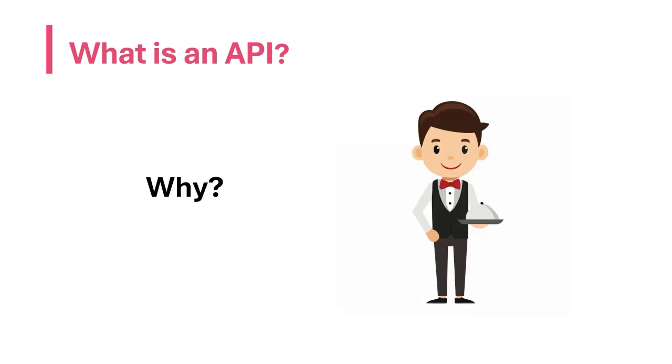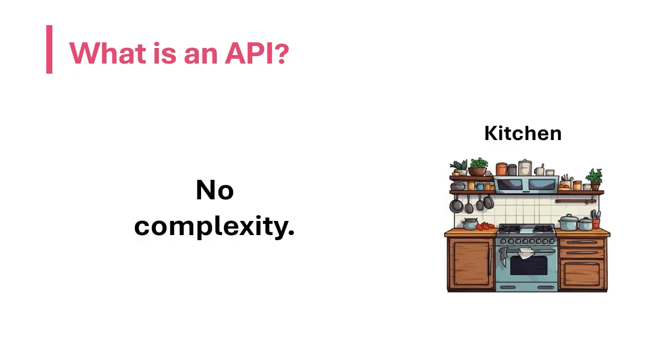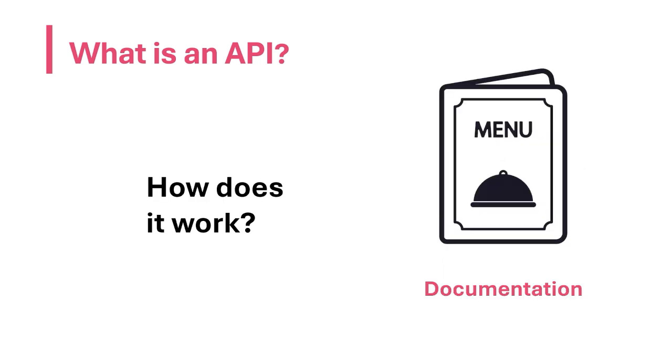So why do we use an API? Because without an API, your program would need to know how another program works internally, which is hard and messy. With the help of an API, you just follow simple instructions, that is, the documentation, to get what you need. So you don't need to care about the inner workings. The API handles it for you. In our example, the menu acts as our documentation. That is our guide. So we can get the idea of how an API actually works.